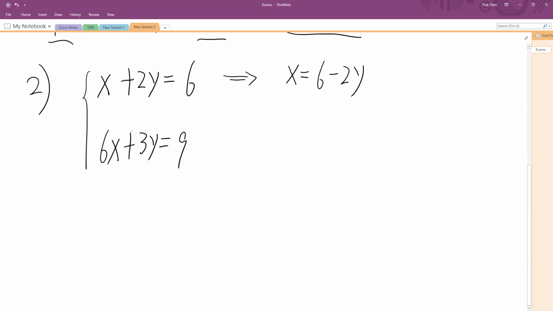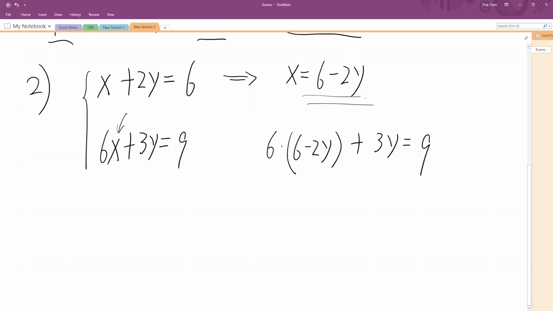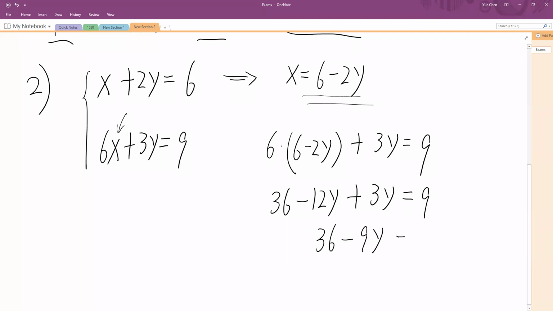Then we plug this into the second equation, not the first equation, okay? Into the other equation. So you will have what? 6 times (6 minus 2y) plus 3y equals 9. Parentheses, yes, parentheses, because 6x, this represents x. Okay, so you expand it. So this is 36 minus 12y plus 3y equals 9. So 36 minus 9y equals 9.